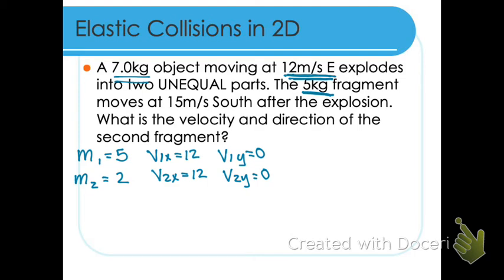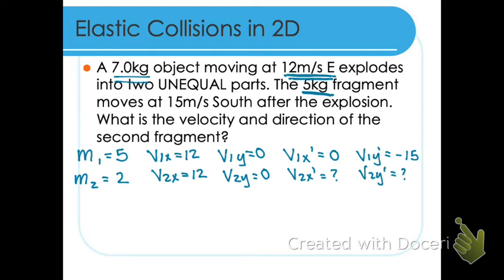All right, post-collision, our 5 kilogram object is moving south. So that means V1x prime would be equal to what? 0. And V1y prime would be equal to? Yeah, good. Negative 15, right? South tells me it's got to be negative. That's really, really important. Okay, the south has to be negative. And then we're solving for V2x prime and V2y prime.